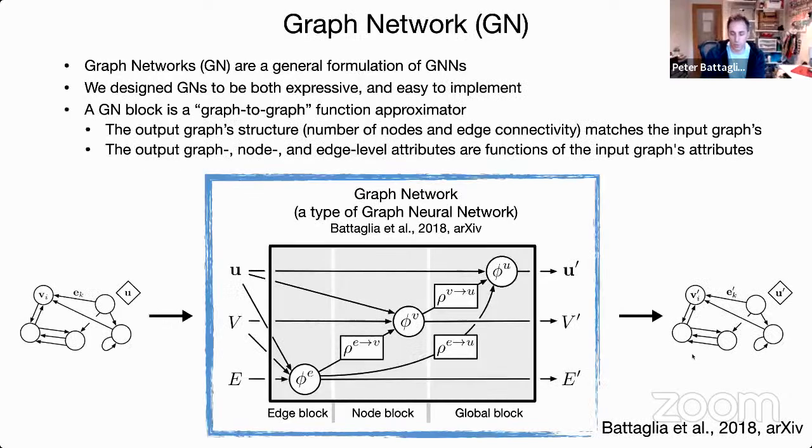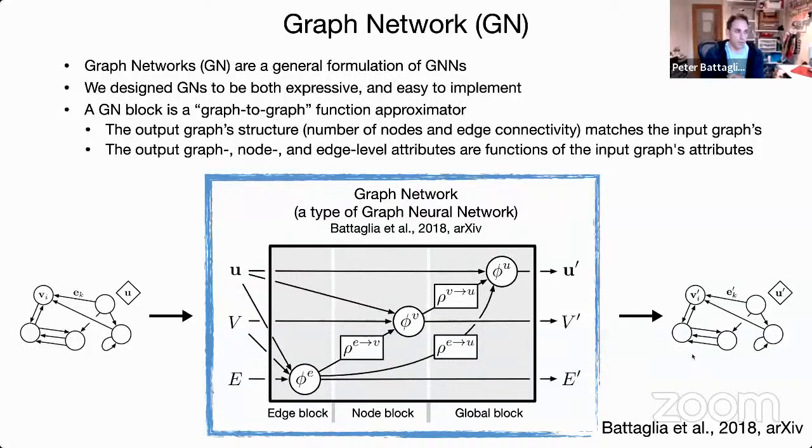what we've been doing in my group is developing and working with a class of models we call graph networks, which is basically a general formulation of graph neural networks. So graph neural networks have been around for about 16, 17 years now, and have rapidly grown in popularity, I would say, in the last maybe 6 years. And there's a lot of different models out there now.